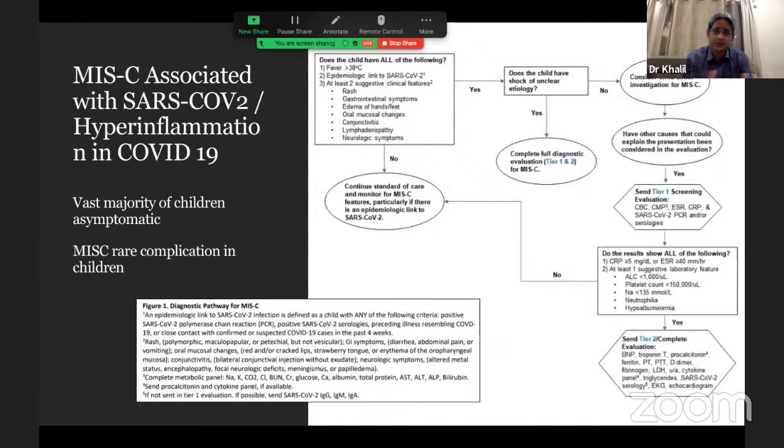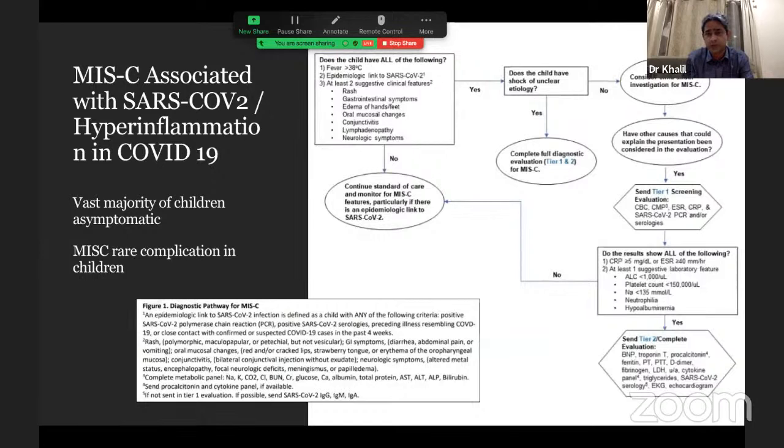We all know that this multisystem inflammatory syndrome has clinical features akin to Kawasaki disease. So if you find any of these symptoms, like fever along with an epidemiologic link to SARS coronavirus 2 and these other clinical features, then does the child look sick? Is the child in shock? If the child is looking sick and having signs of shock, then you have to complete the full diagnostic evaluation for this syndrome.